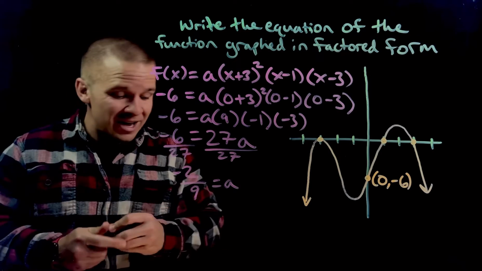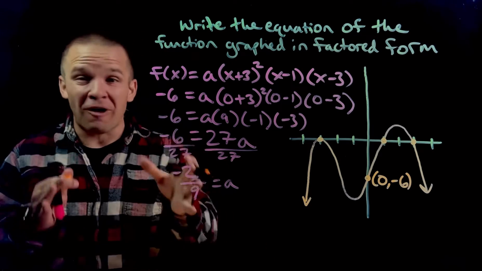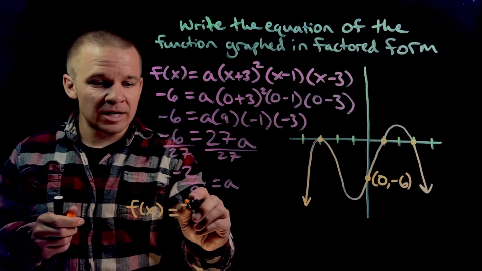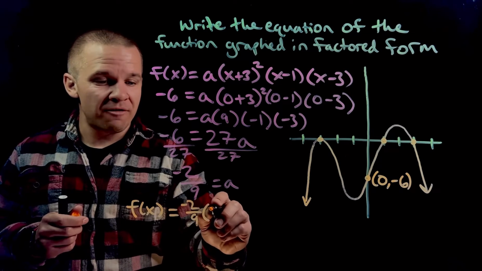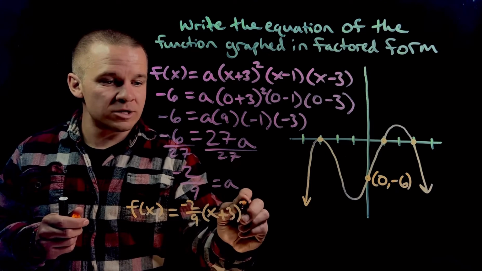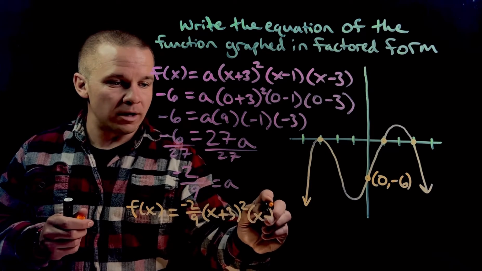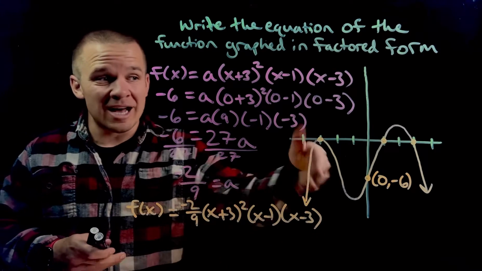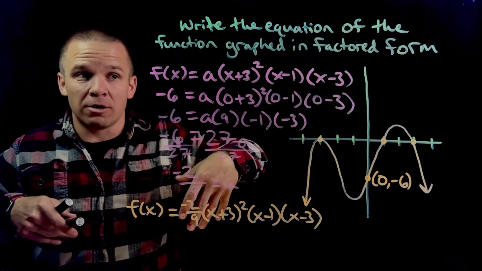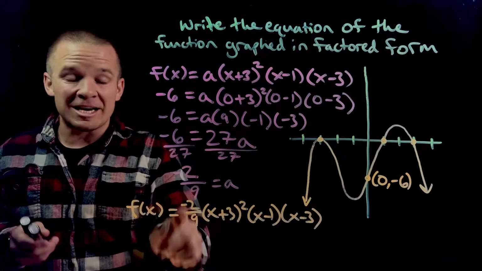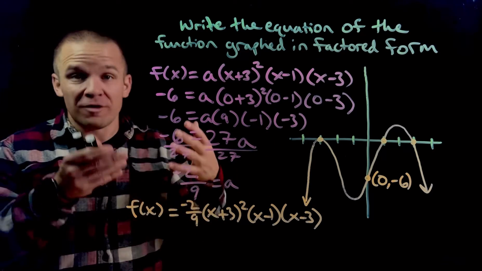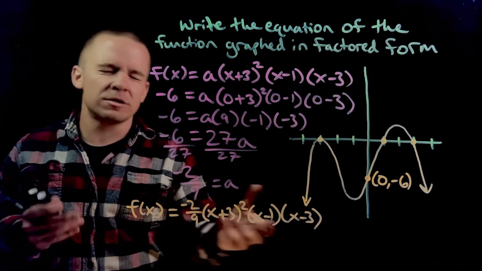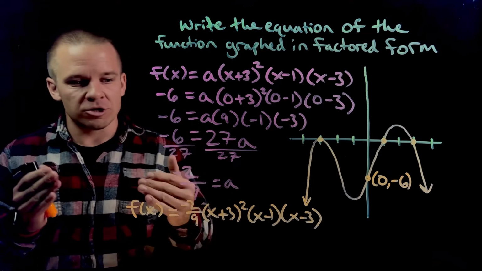And now my final answer for this is going to be f of x equals -2/9. Then I'll have x plus 3 quantity squared, x minus 1, and then x minus 3. Notice that this was a negative quartic function, right? It's facing down. The algebra works out to give me that negative lead coefficient of -2/9. Right? I didn't have to put that in there. It solves out for me, and now I have this beautiful, wonderful quartic function in factored form.